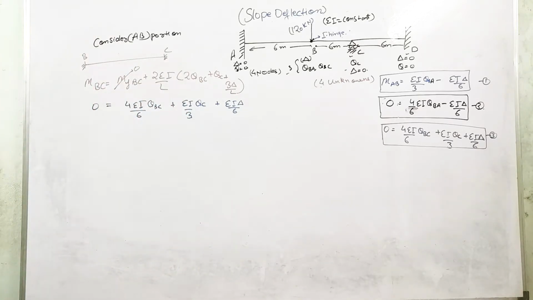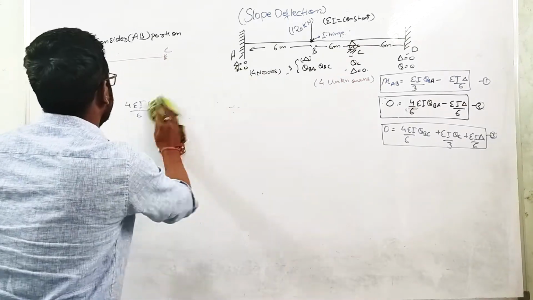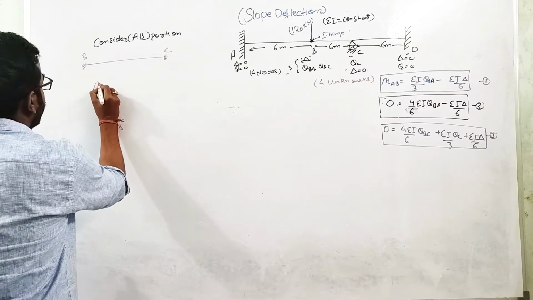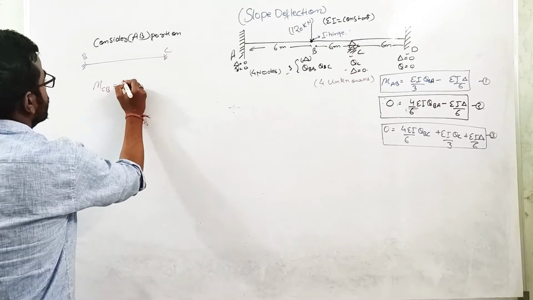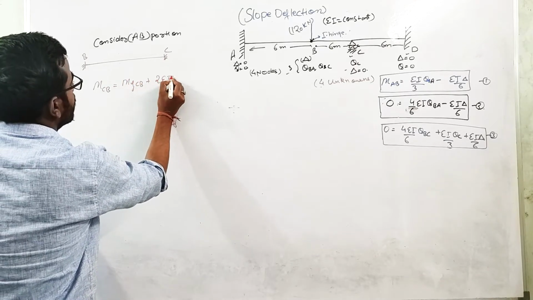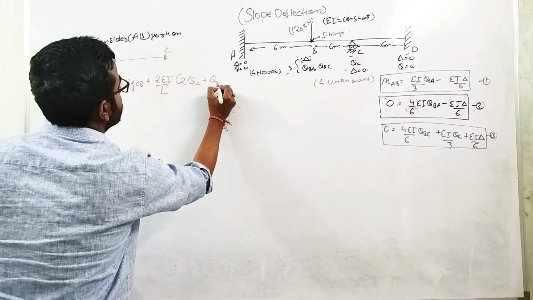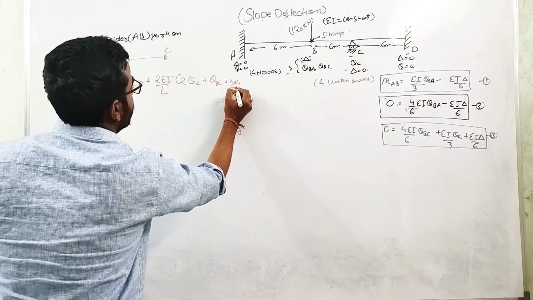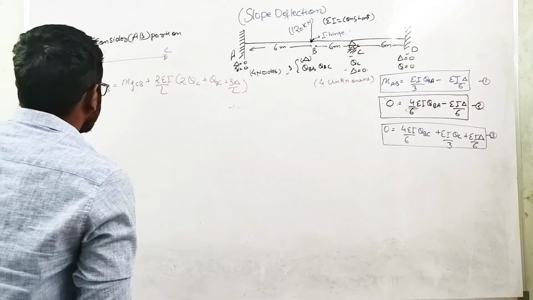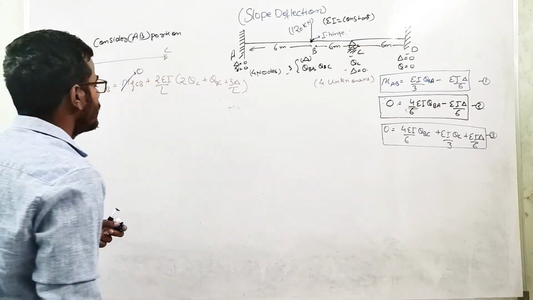Now let us write the slope deflection equation considering this C support as a primary support. Okay, so I can write MCB equals MFCB plus 2EI over L, twice theta C plus theta BC plus 3 delta by L. Okay, this equation we already know. So again MFCB will be 0, no load on this span. Okay, this is okay.